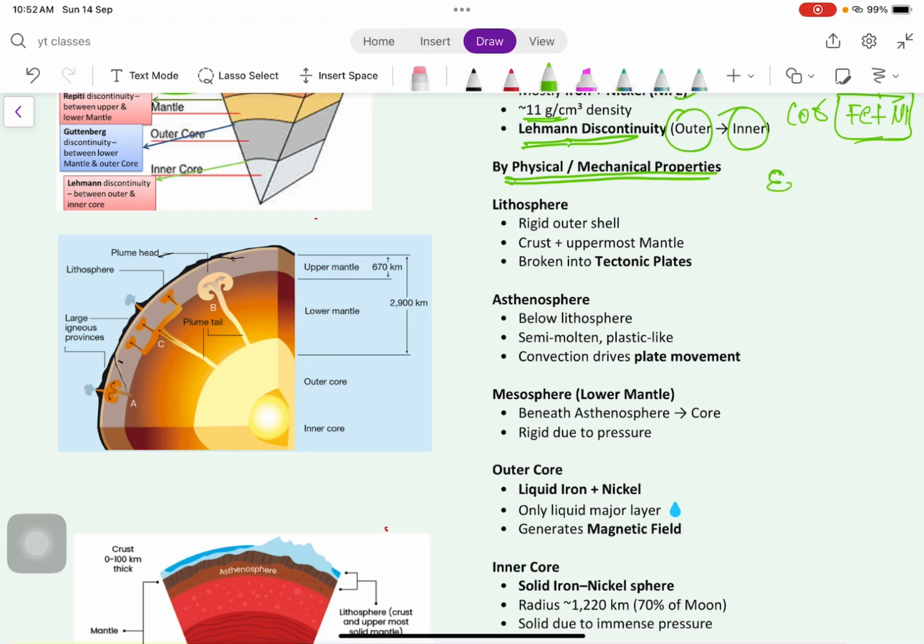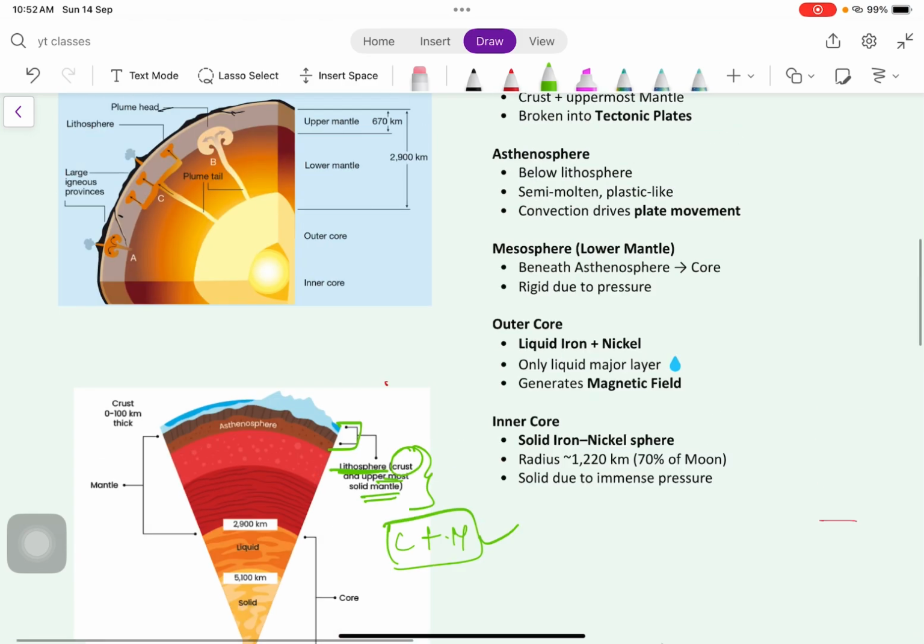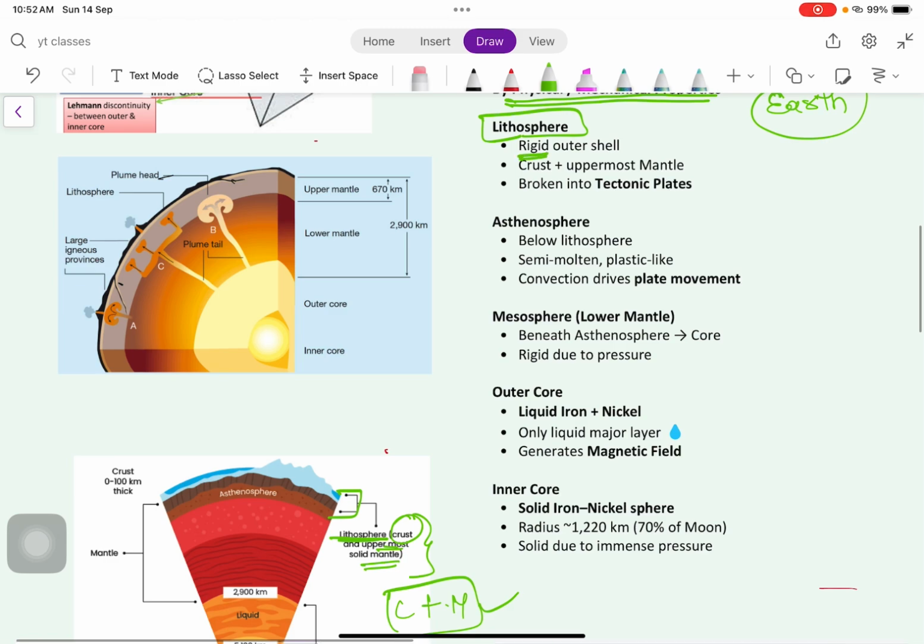Based on the physical and mechanical properties, we will divide it. So the first and the outermost layer is the lithosphere. Here we can see the lithosphere, right? Lithosphere consists of the crust plus the uppermost solid mantle. So crust plus uppermost solid mantle gives us the lithosphere. Lithosphere is very rigid and not liquid, it is very solid in nature, and the lithosphere layer is broken into various tectonic plates.